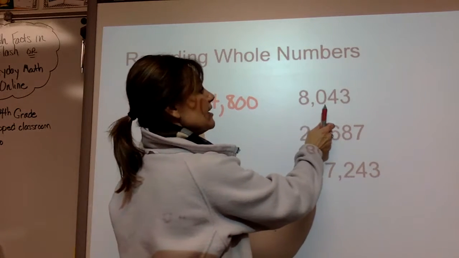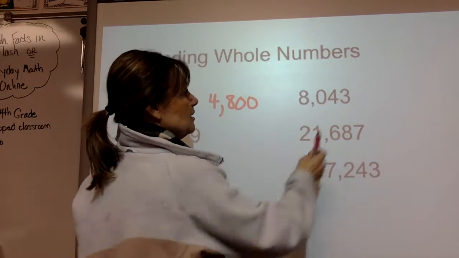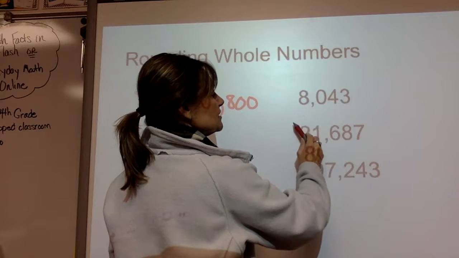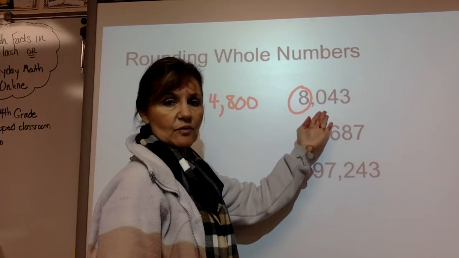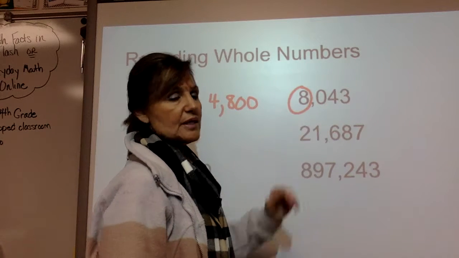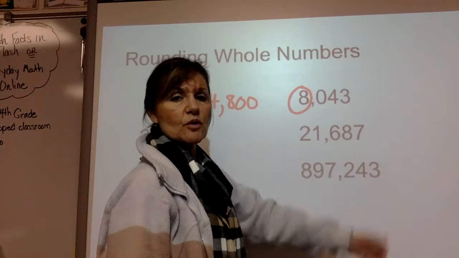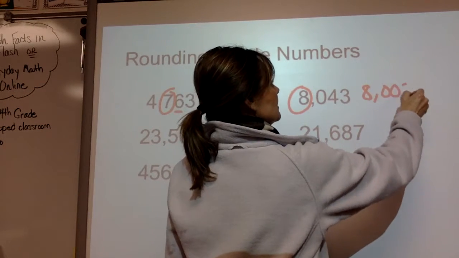Let's look at the number 8,043, rounding it to the nearest thousand. Ones, tens, hundreds, thousands. Looking to my neighbor, it's only a 0, so I know I'm going to have to keep my 8, because it's only a 0. And then the numbers after it are all zeros. My new number is 8,000.